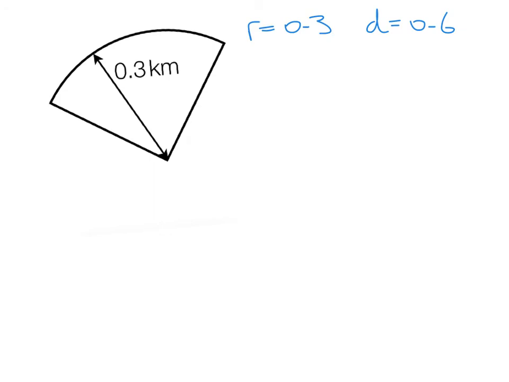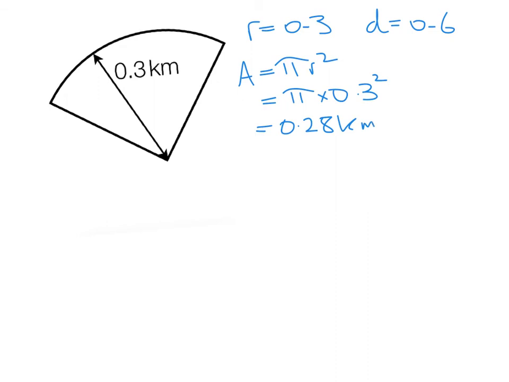I'm going to start off again with the easier one, area. Area equals pi r squared, which is pi times 0.3 squared. I'm going to do 2 decimal places, okay? 0.28 kilometers squared. And again, because it's a quarter of a circle, I need to divide that by 4, which is 0.07.